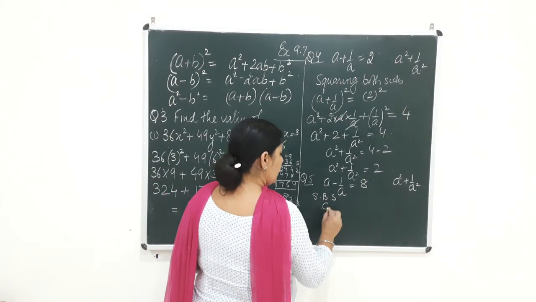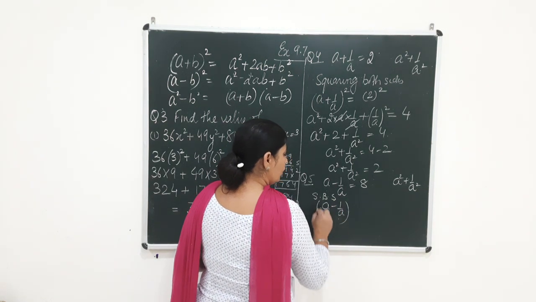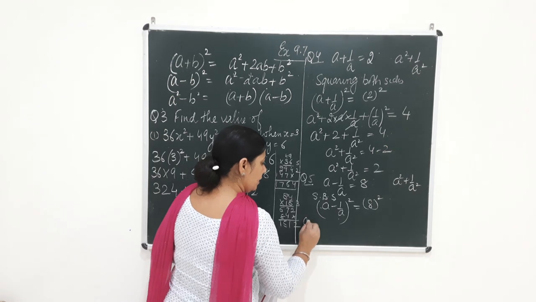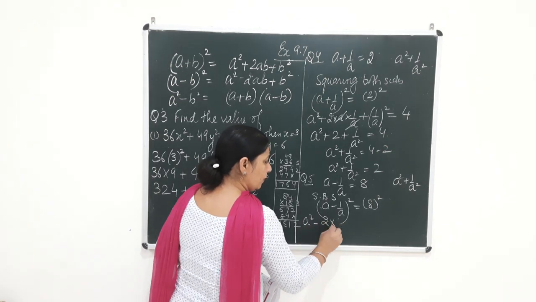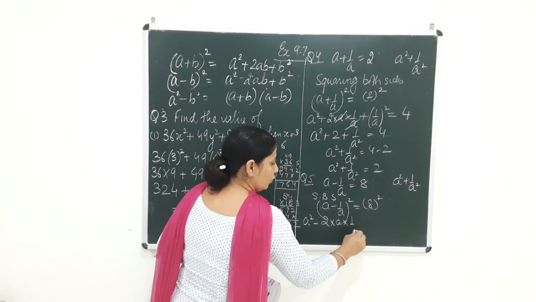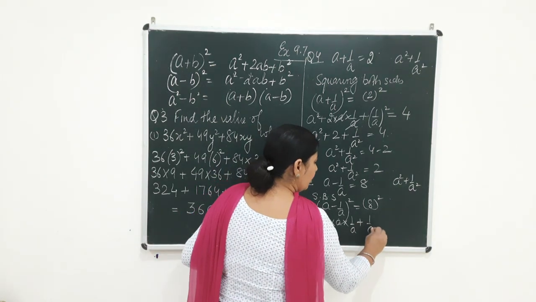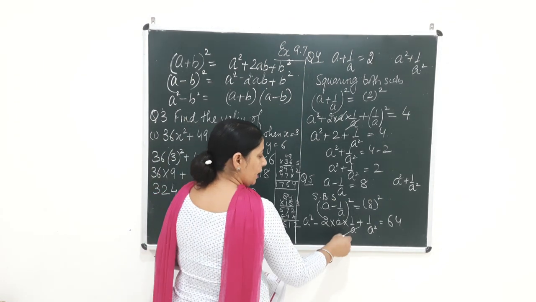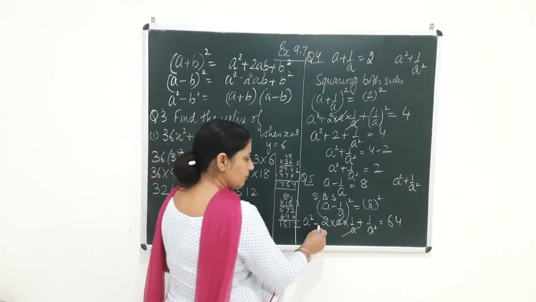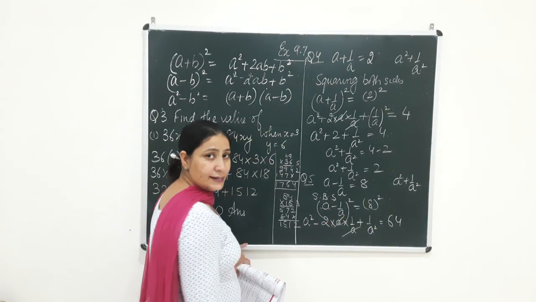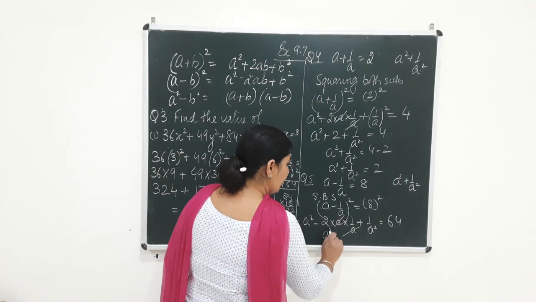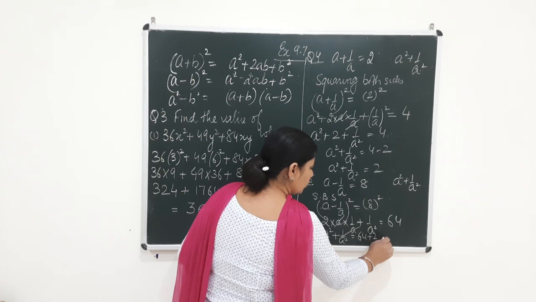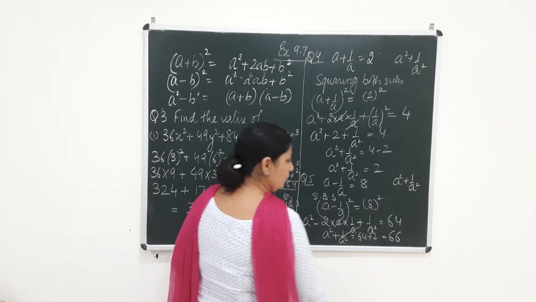Now let me see, (a minus 1 over a) the whole square is equal to 8 square. Now what do you get here beta? a square minus 2 multiplied by a into 1 over a plus 1 over a square is equal to 8 square, which is equal to 64. a and a will get cancelled, beta. This minus 2 will go to that side and get added. So you will be getting a square plus 1 over a square is equal to 64 plus 2, and the answer to that is equal to 66.